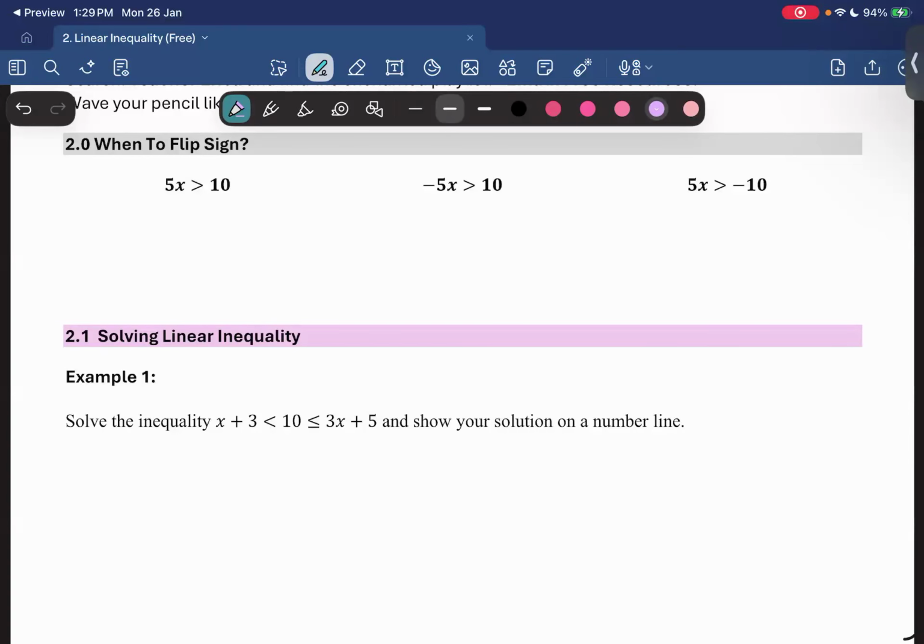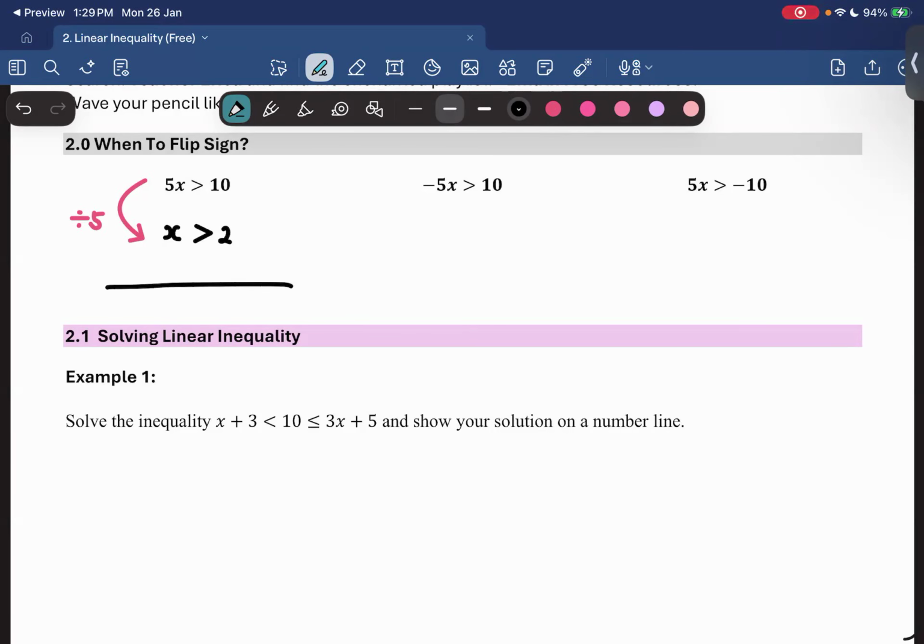Okay, first thing first, right? What we need to do is understand how we do our simple linear inequalities, brought forward from Sec 2 concepts, okay? So in order to find x, you're going to have to divide by positive 5 on both sides. When you divide by positive 5 on both sides, you will just end up with x more than 2.